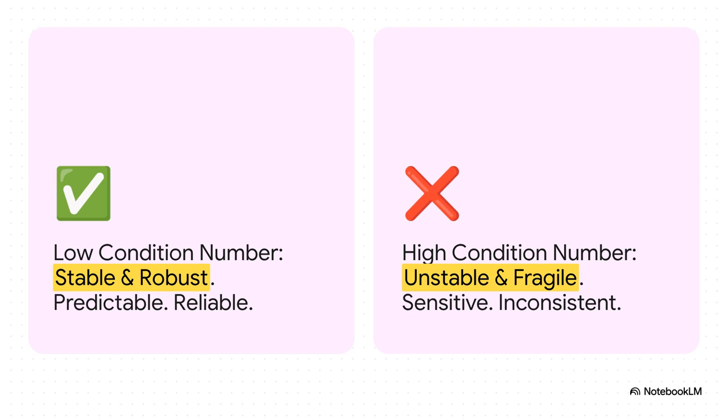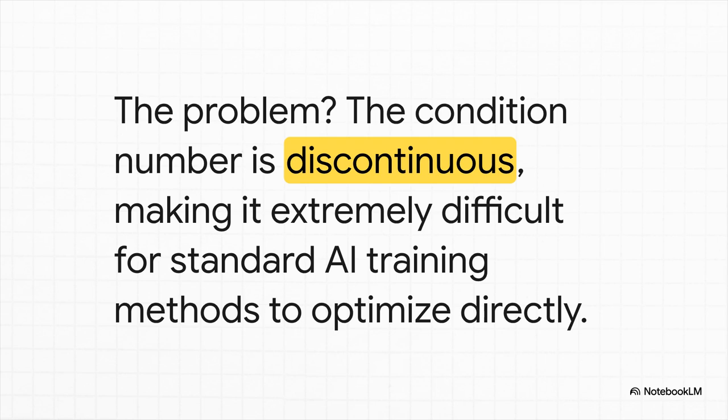And this slide just lays it out perfectly. On the left, with a low condition number, you get what you want, a stable, robust model. It's predictable, it's reliable. But on the right, with a high number, the whole thing becomes unstable and fragile. It gets thrown off by the tiniest bit of noise, and that inconsistency is a total deal breaker for pretty much any real-world use.